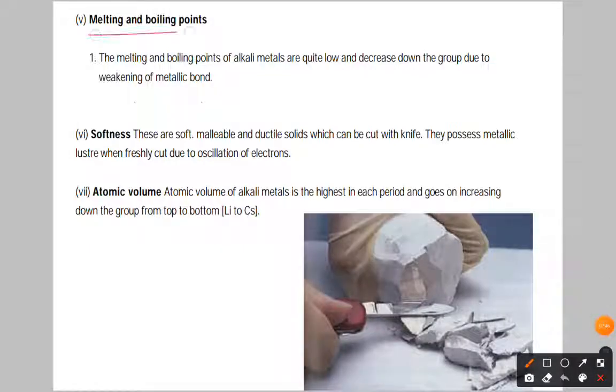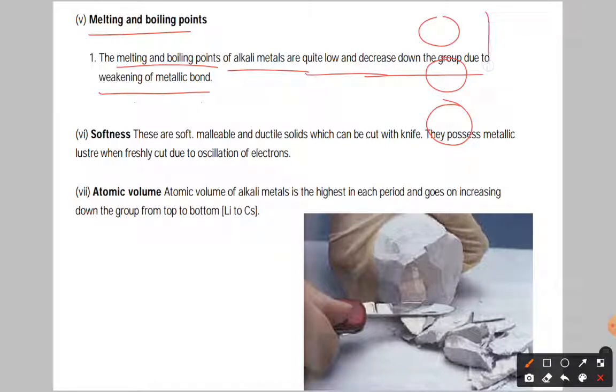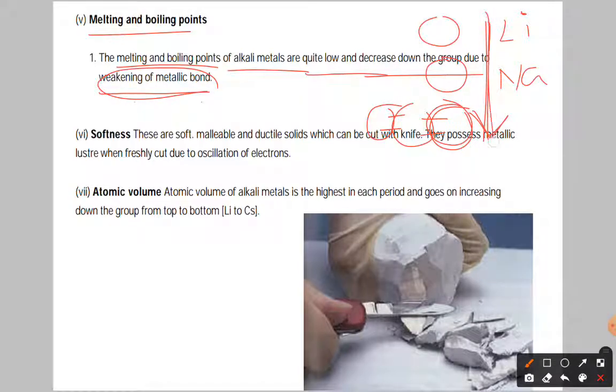Now let us discuss melting point and boiling point. The melting points and boiling points of alkali metals are quite low and decrease down the group due to weakening of the metallic bond. If you come down from lithium to sodium to potassium, they decrease. Why? Because the metallic bond becomes weak. Once it is weak, we can easily break the bond at low temperature. Because of that, the melting point and boiling point decrease down the group.